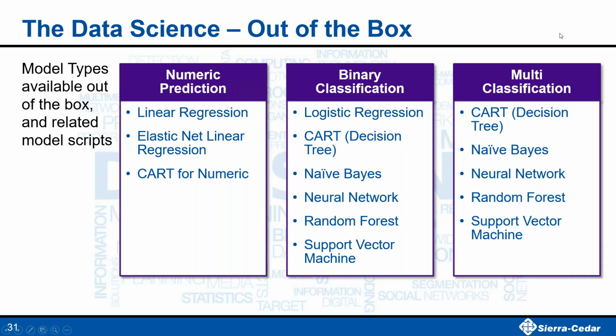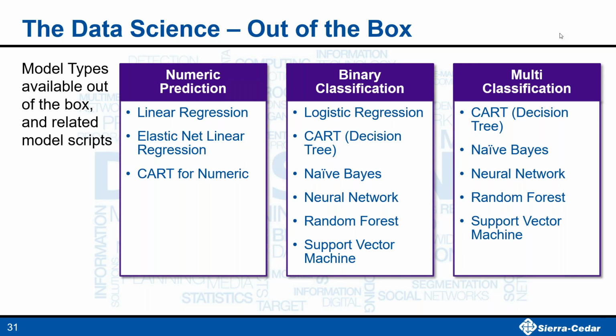So let's take a quick look here at this data science out of the box. What do you get with this thing? The data visualization tool, and you're going to see the data science that's included with this tool. There are three model types. Numeric prediction is where you're going to predict measures. So like we just did, we wanted to predict a number, a probability.